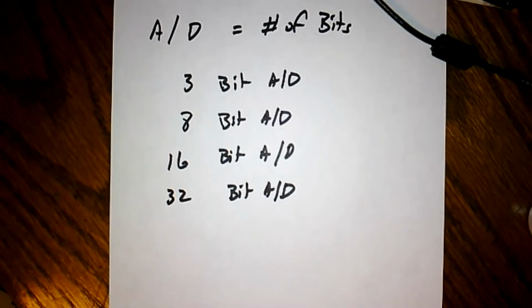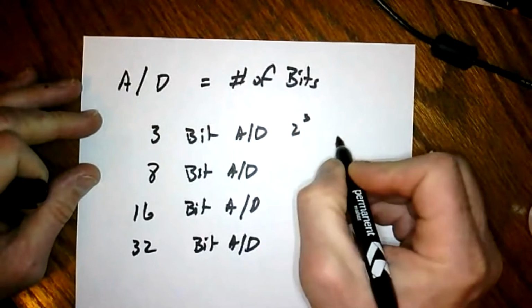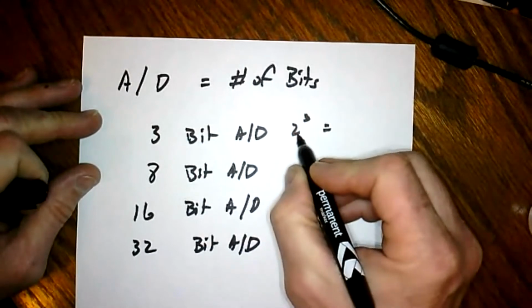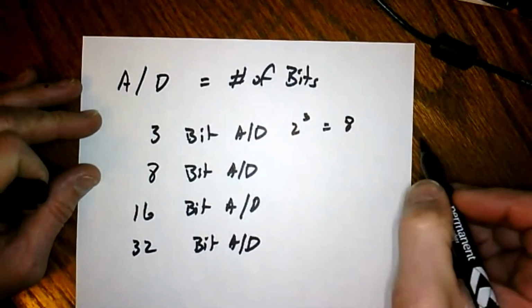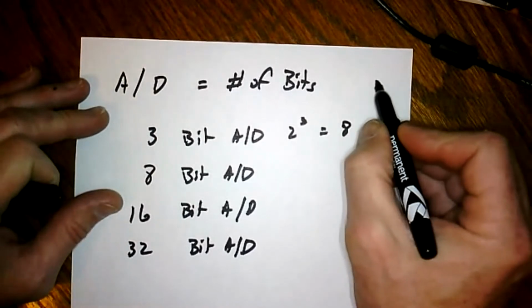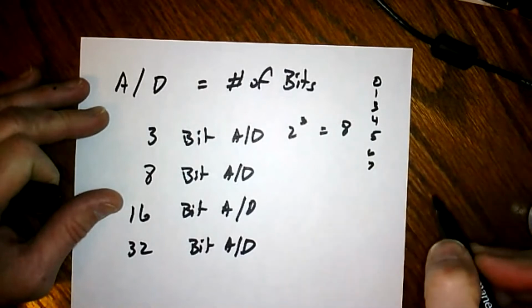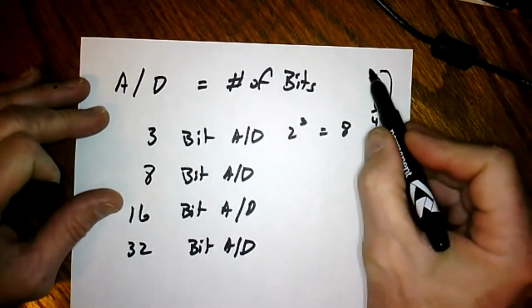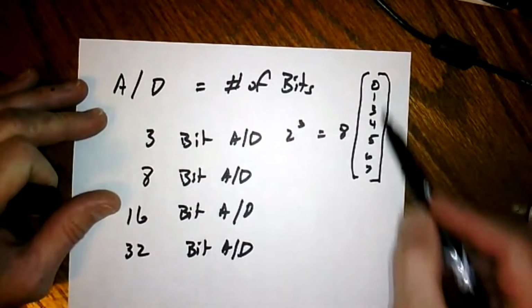So let's see, for the number of bits, we can take 2 raised to the 3rd power. That's 2 times 2 times 2, which is 8. That's how many values we can represent using a 3-bit A to D board. And remember, I already went over that. That's 1, 2, 3, 4, 5, 6, and 7. There's 8 values here. Notice the number 8 is not there, but that's okay because there's 8 values.